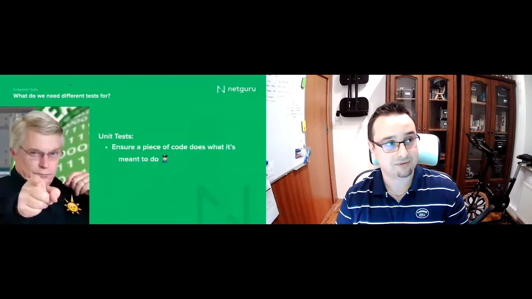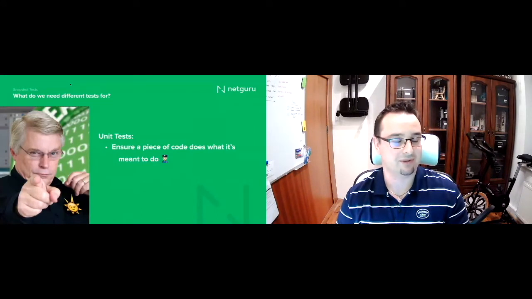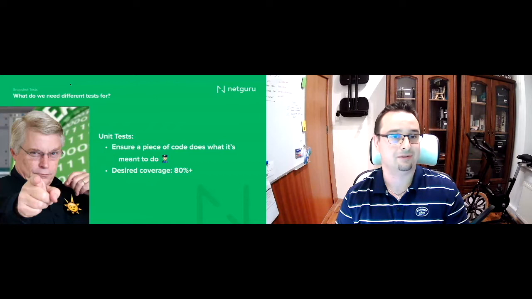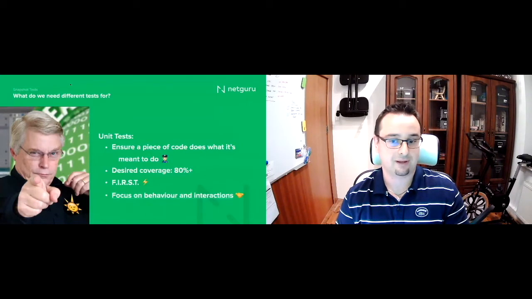So unit tests, we all love to write. They basically ensure that our code does what we as developers intend for it to do. They should have proper coverage. If not, Uncle Bob will most definitely dislike us. And obviously, they should also conform to something called FIRST, which is a set of principles. Namely, each test should be fast, independent, repeatable, self-validating, and timely. And as such, those tests focus only on testing interactions and behaviors of the object.